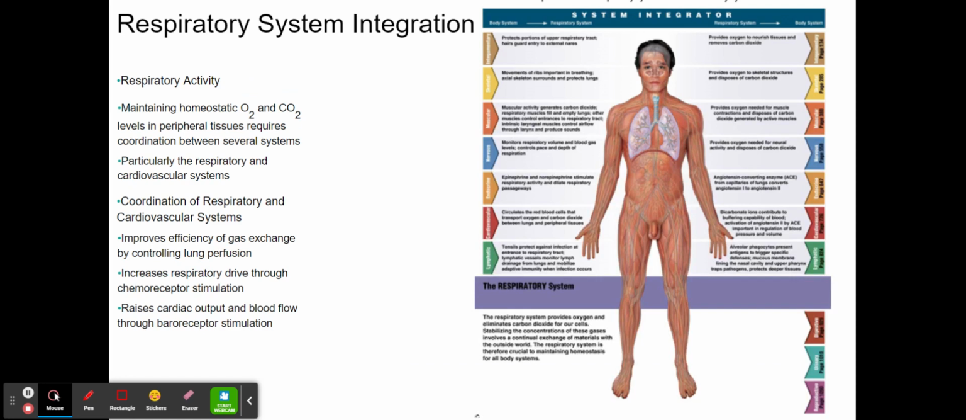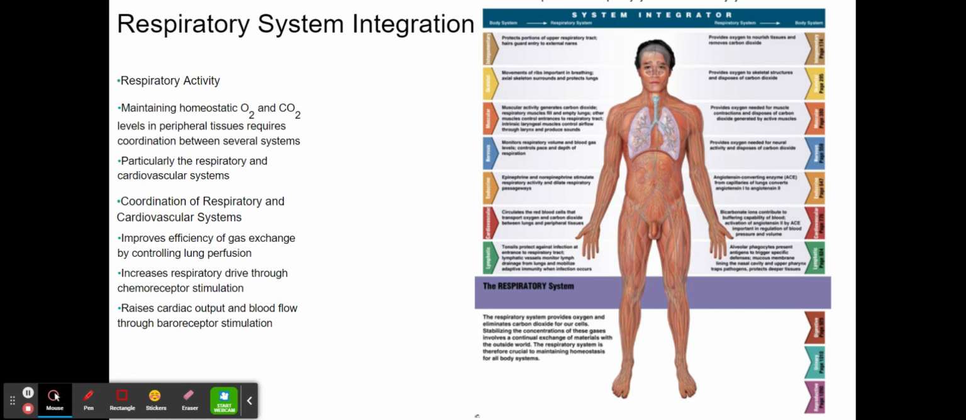The goal of respiratory activity is to maintain homeostatic oxygen and carbon dioxide levels in peripheral tissues. Changes in respiratory activity alone are seldom enough to accomplish this. Coordinated changes in cardiovascular activity must take place. Consider these examples of the integration between respiratory and cardiovascular systems.